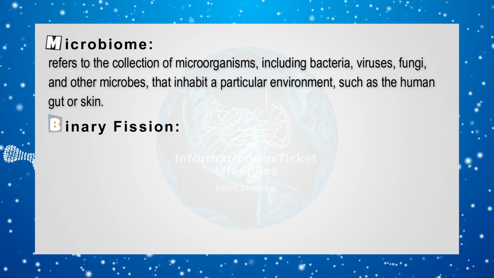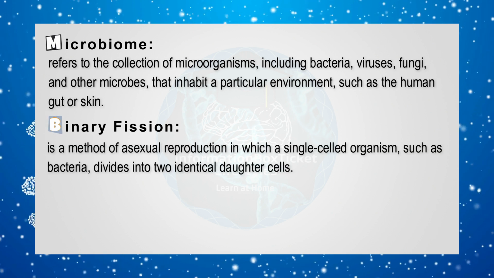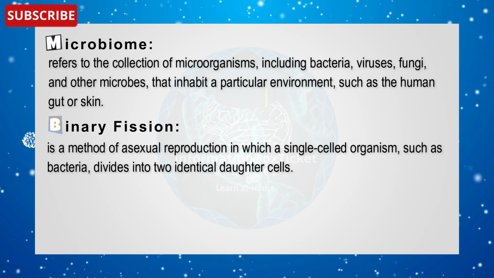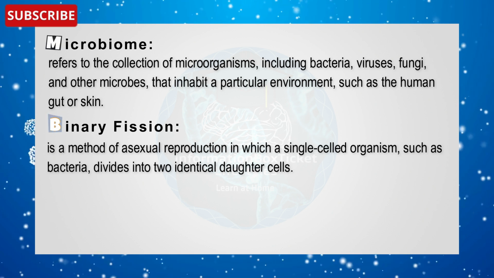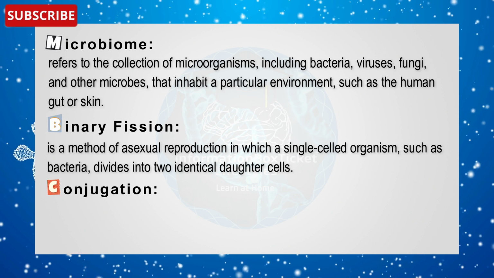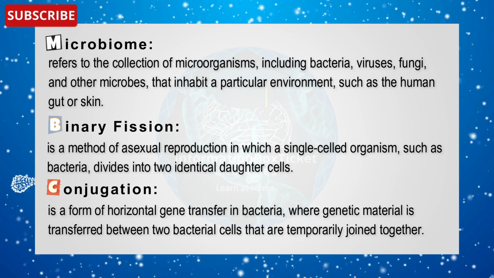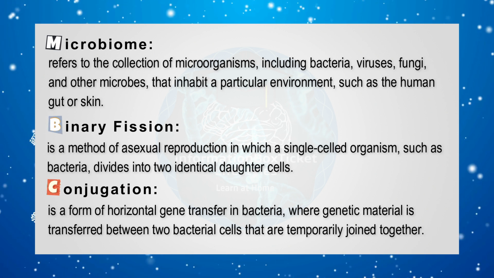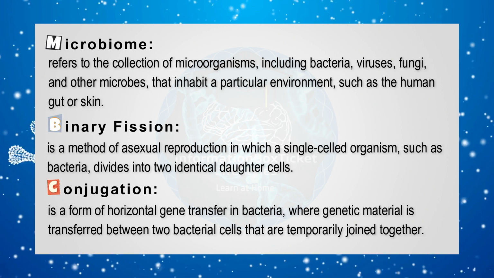Binary fission. Binary fission is a method of asexual reproduction in which a single-celled organism such as bacteria divides into two identical daughter cells. Conjugation. It is a form of horizontal gene transfer in bacteria where genetic material is transferred between two bacterial cells that are temporarily joined together.